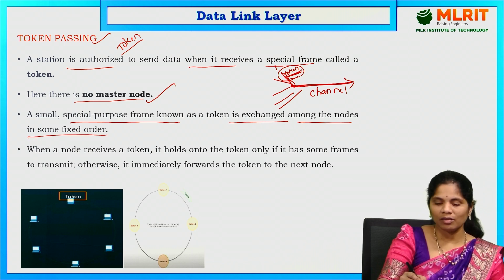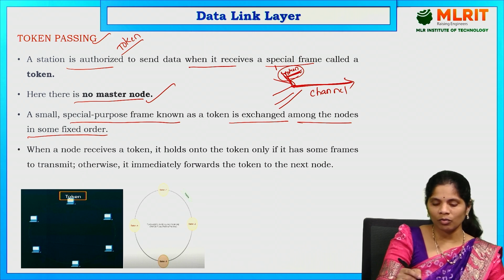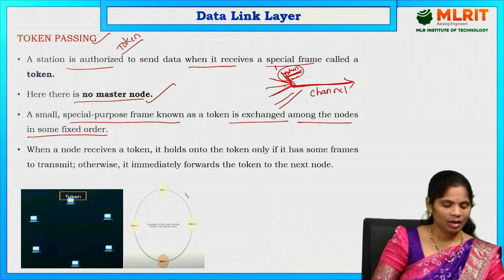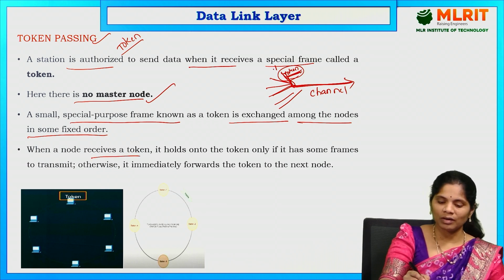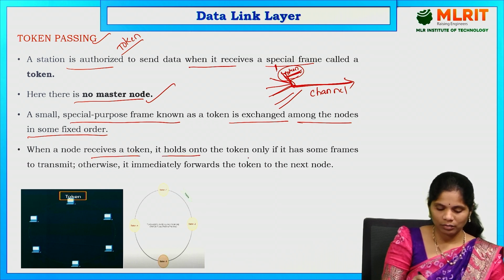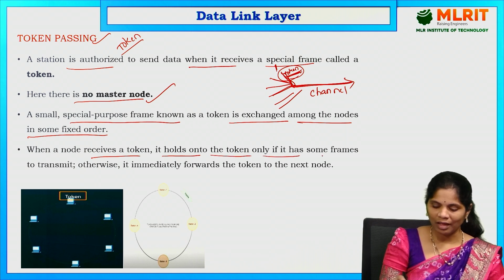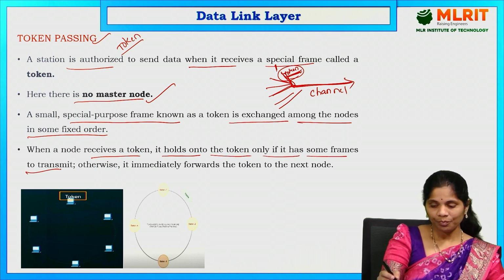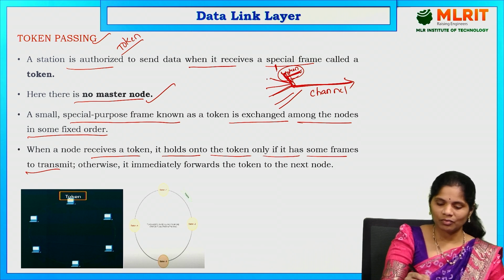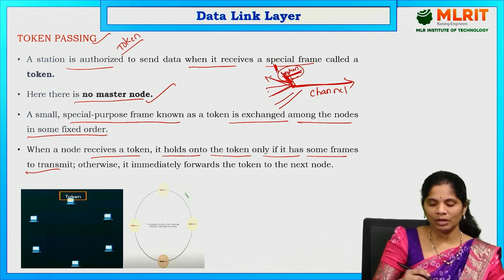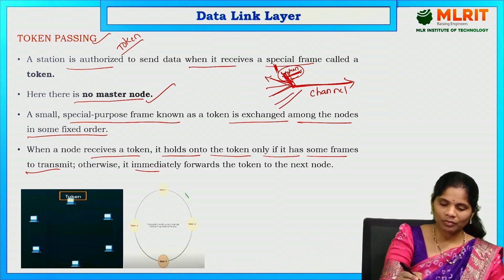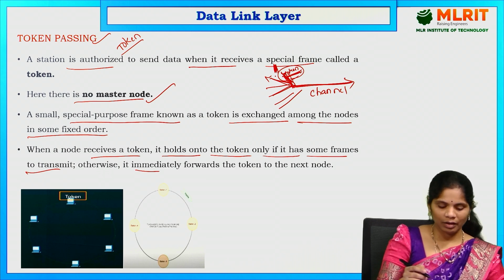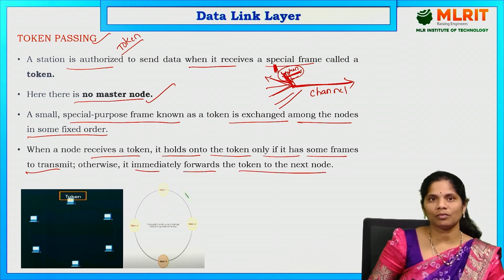The token has a fixed order, and that order is followed for all the other stations. Suppose this one receives a token. It holds onto the token only if it has some frames to transmit. Suppose this station wants to send the data. If it has frames, it will send all the frames. Then it will give the token to the next station. Once all frames are completed, it will immediately forward the token to the next node. For that, we use token passing.